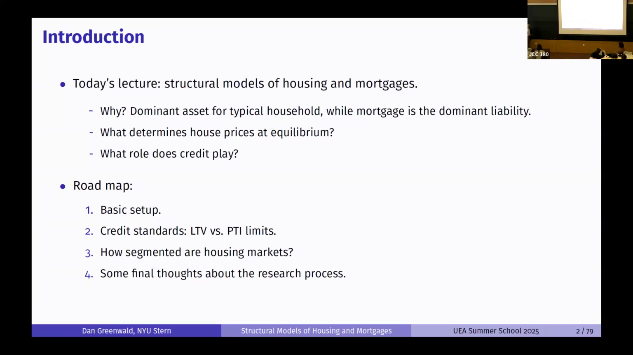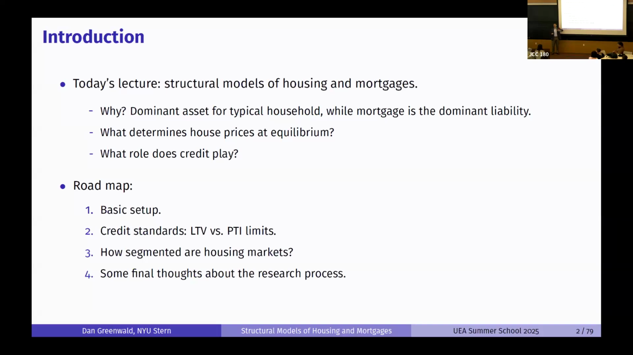So the roadmap for today, we'll see how far we get. I'm going to give you a basic setup, just a basic model of what might determine house prices and why credit might play a role in determining house prices. That's going to be the workhorse, the template that we're then going to build on with other applications. Then I'm going to take you through two extensions, two ways we can extend this basic setup.